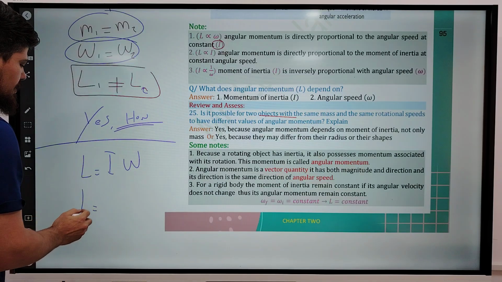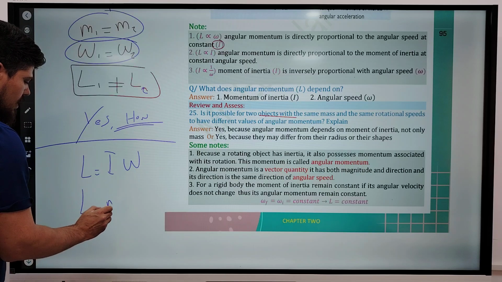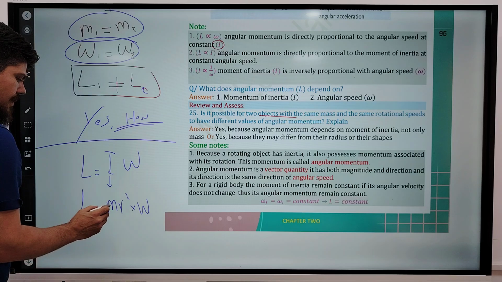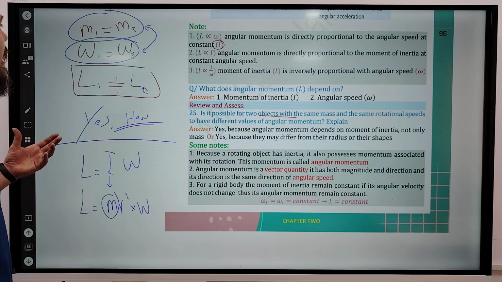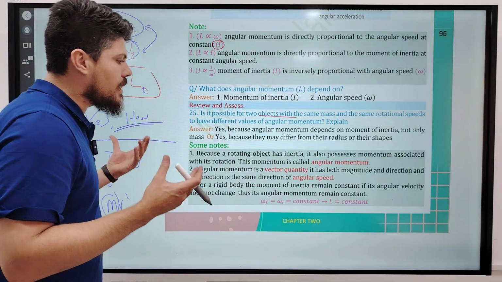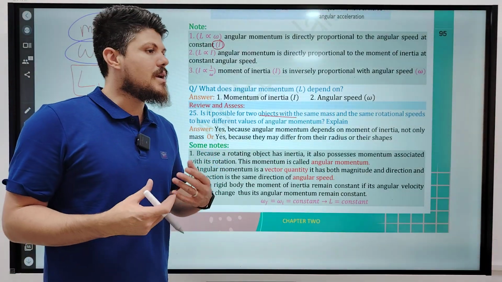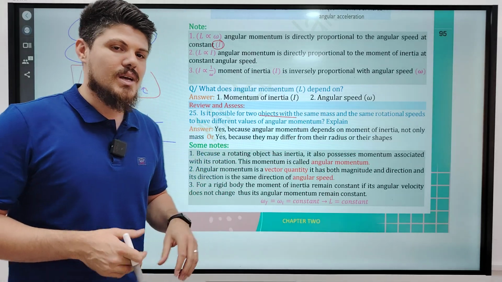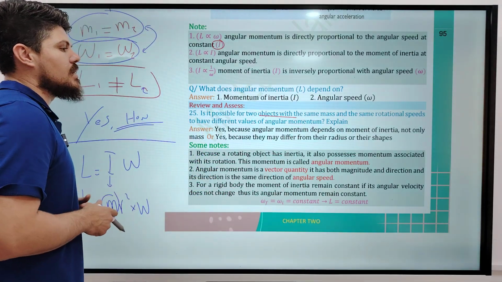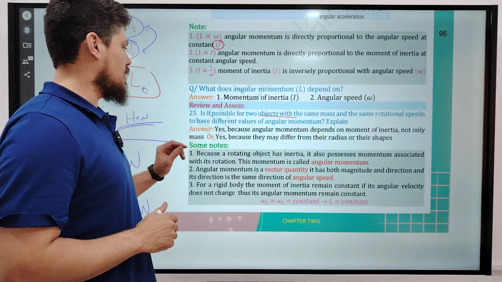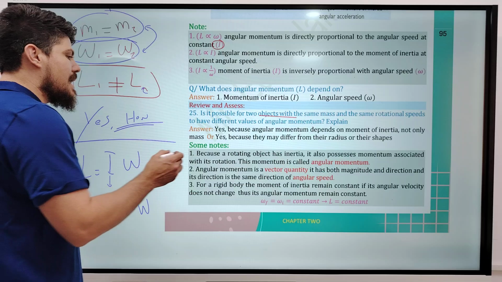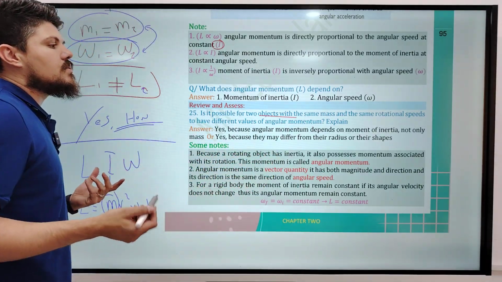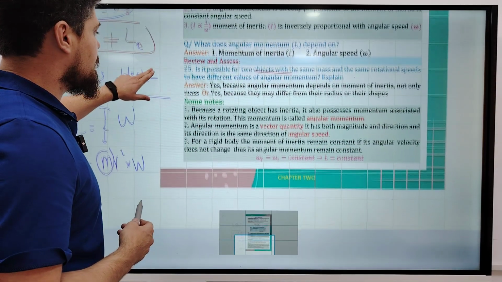For example, if the shape is a ring, I for the ring is equal to what? mr squared, times omega. So in this question, these two objects have the same mass and the same angular speed, but maybe they are different in shape, or maybe different in radius. That is why it is possible that their angular momentum is different, because angular momentum depends on moment of inertia, not only the mass, and they may differ in their radius or their shapes.